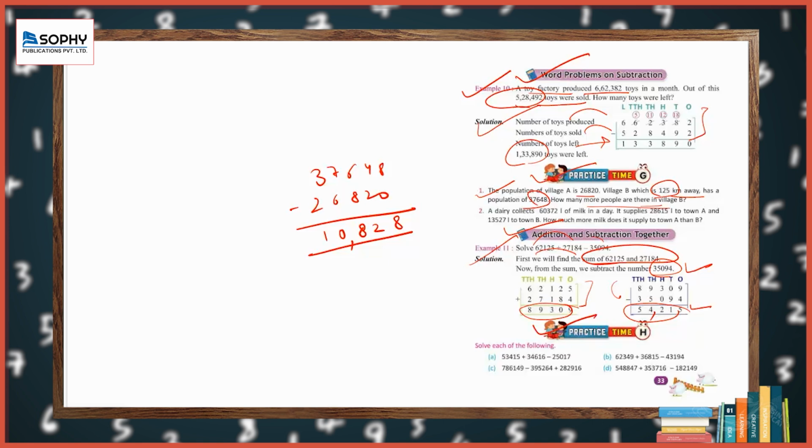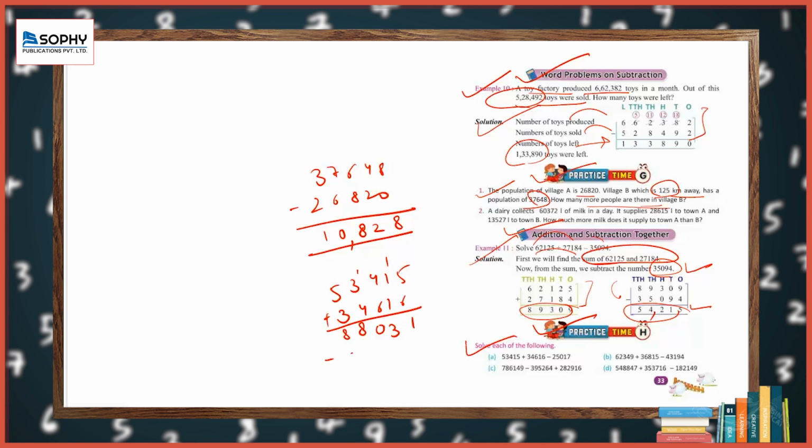Now let's look at the practice time H. Solve each of the following. So firstly, what we will do, students, we will add the terms. This is 53,415 and then we have 34,616. So when we add them, what will be the answer, students? It is 6 plus 4 is 10, 1 carry, 4 plus 4, 8, 5 plus 3 is 8.